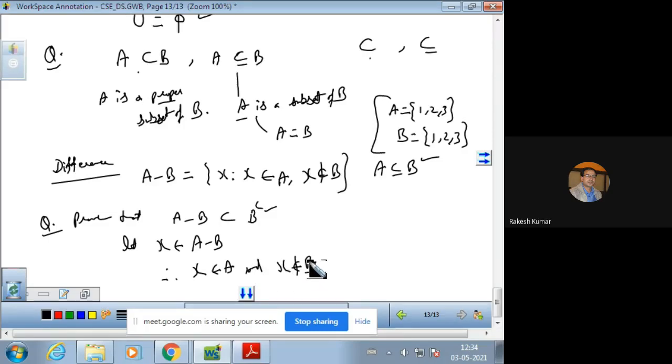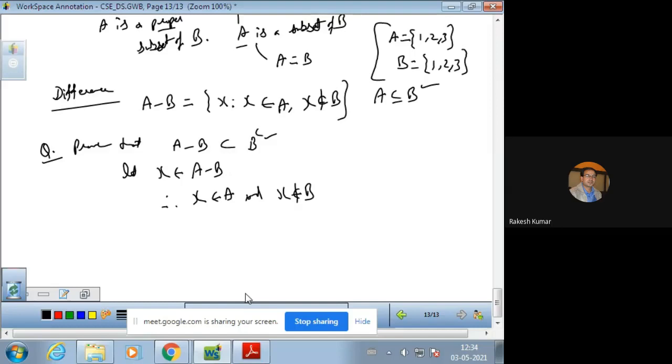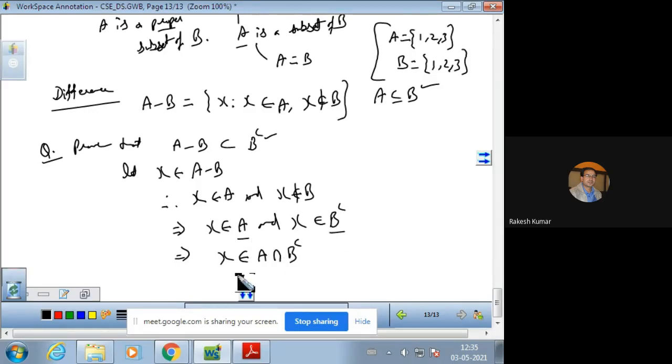So if x is in A minus B, then x is in A and x is not in B. This is the meaning of difference of two sets. So it means x is in A, and if x is not in B, then it should be in B complement. It is very much clear. So it gives that x is in A, x is in B complement. So x is in A intersection B complement.